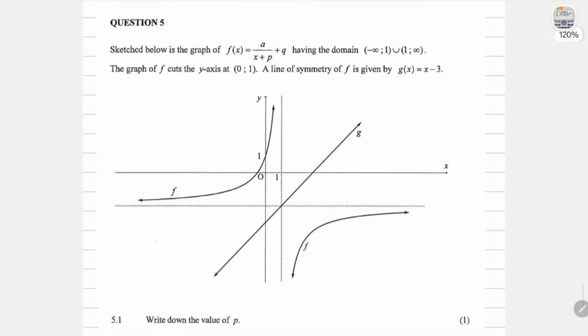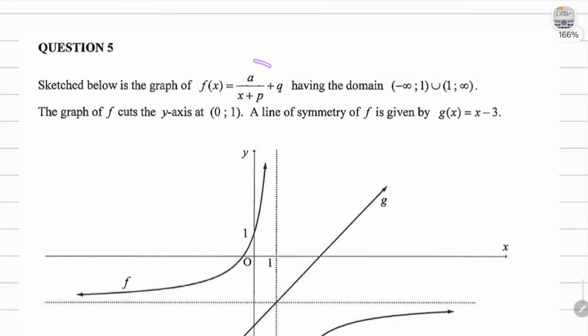Okay, so what does their p say? Do you see that their equation says f of x equals a over x plus p? But we know the general form of a hyperbolic equation doesn't look like this. It says a over x minus p plus q. So you can see that the p we know is different to what they are asking for here. So let's just make sure we don't get confused with that.